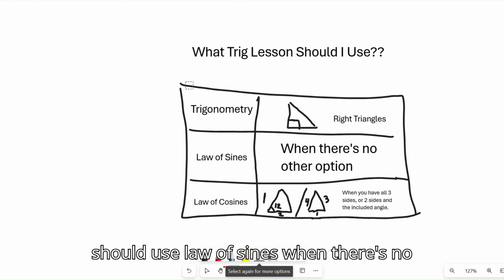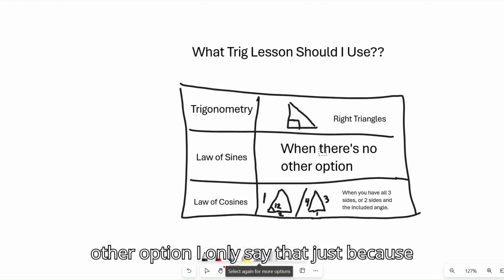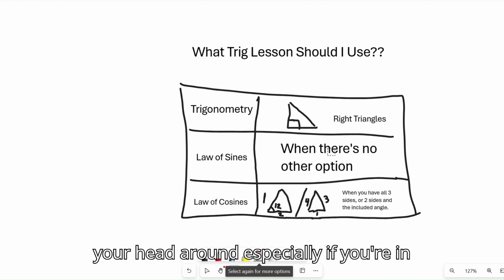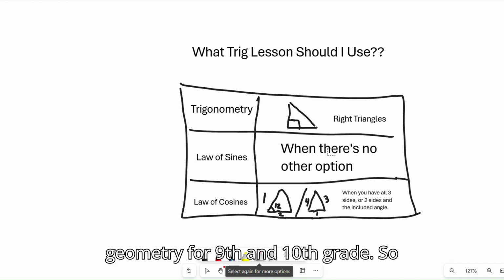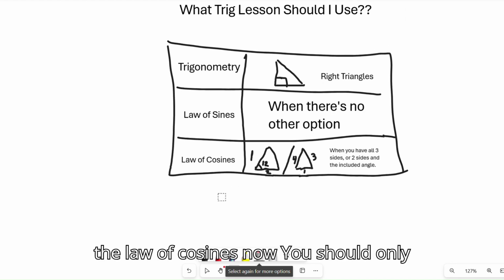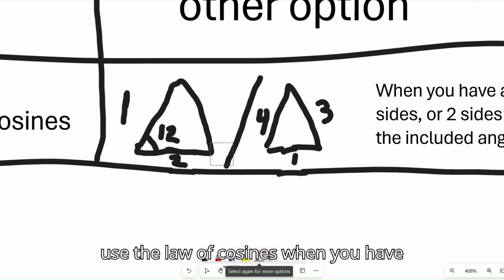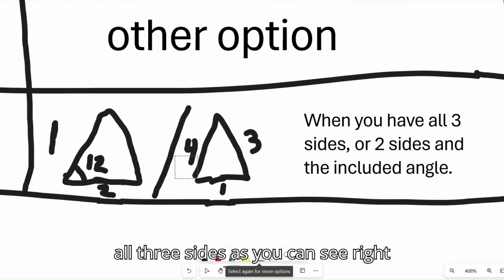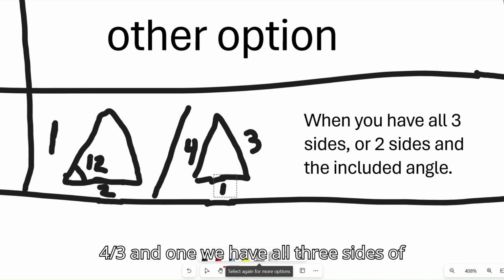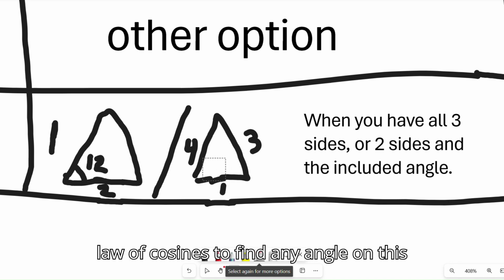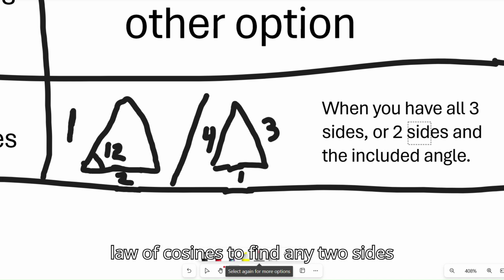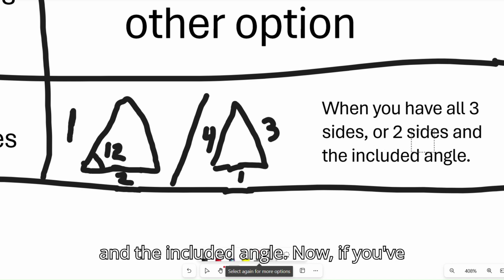But you should use law of sines when there's no other option. I only say that just because it's a little bit easier to wrap your head around, especially if you're in geometry for 9th and 10th grade. So that's why you should base it off of the law of cosines. Now, you should only use the law of cosines when you have all three sides, as you can see right here. So we have 4, 3, and 1. We have all three sides of the triangle, meaning that you can use law of cosines to find any angle on this triangle. Or you could use law of cosines to find any two sides and the included angle.